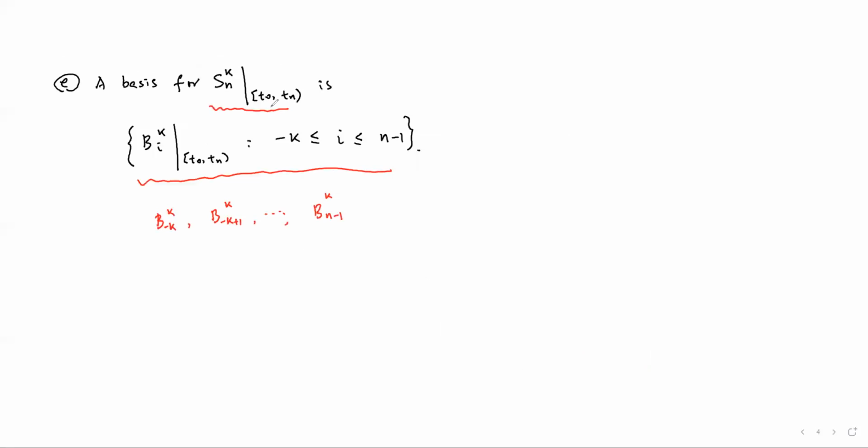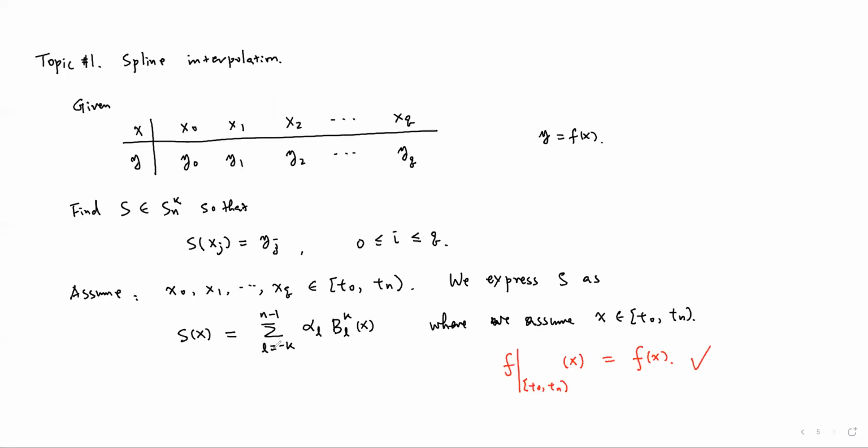Therefore, for any function from S_k, when x is in this interval, the function value is the same as the original function. So we have this equation. Now the next question is we need to determine the coefficients alpha_l. How to determine alpha_l? Use these conditions. Plug in x_j for x. Then we have a linear system.